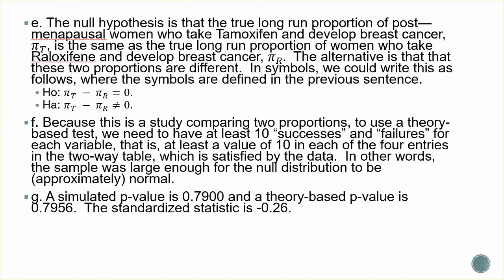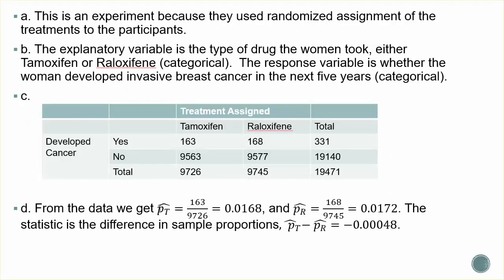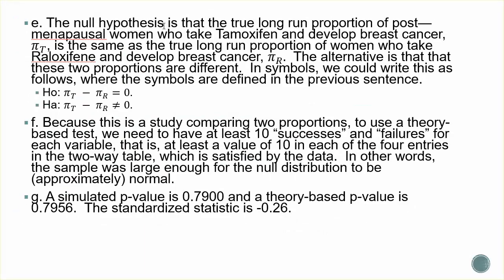So let's take a look at the answers here. The null hypothesis is that the true long-run proportion of postmenopausal women who take tamoxifen and develop breast cancer, pi t. Okay, so that's pi. That's a true proportion, right? This is a parameter, whereas these numbers are our p hats, right? Those are statistics. That's the proportion from the sample. But what our null hypothesis is about is the true proportion in the population.